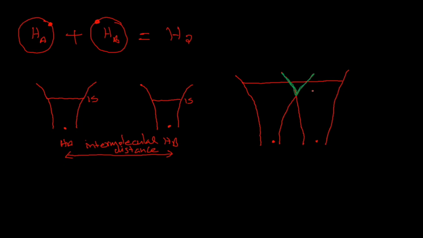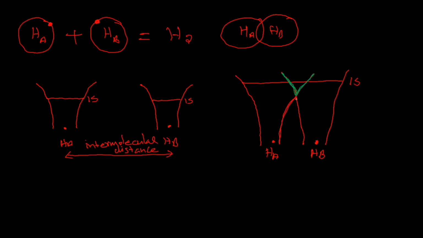So this is my 1s orbital overlapped with each other. This is the nucleus of HA, nucleus of HB, right? And you see that the orbitals are overlapped with each other. That is what I draw here. So you can see the energy diagram is overlapped here.